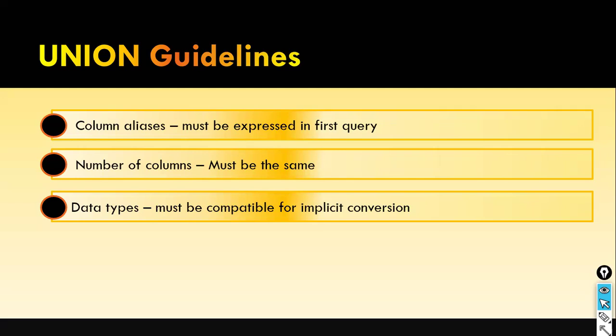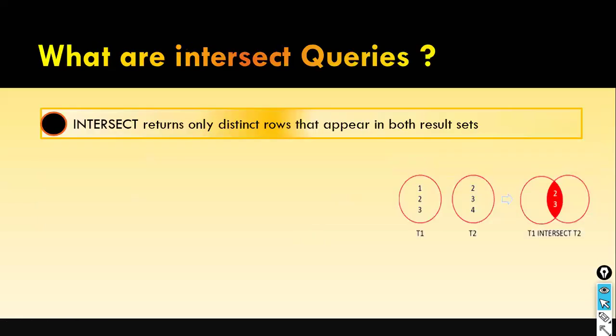Okay. So what are the guidelines for union? The guideline is that the column alias must be expressed in the first query. You have to specify the column alias and number of columns. Let's say in the first query you are using 3 columns and in the second query you are using 4 columns. It will not work. Okay, it will throw an error, and the data types must be compatible for implicit conversion.